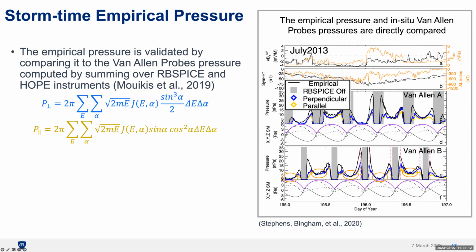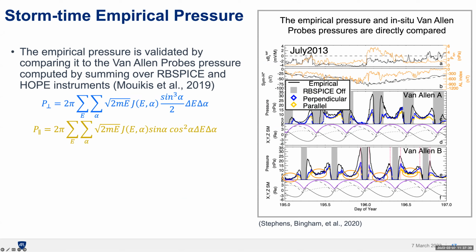What we see is, while we're at the Van Allen probe apogee, these two pressures are approximately equal, so we can assume that this is the isotropic regime here. We get very good quantitative agreement, especially shown here in Van Allen probes B, just how well the quantitative agreement is between the empirical pressure and the observed pressure from Van Allen probes.